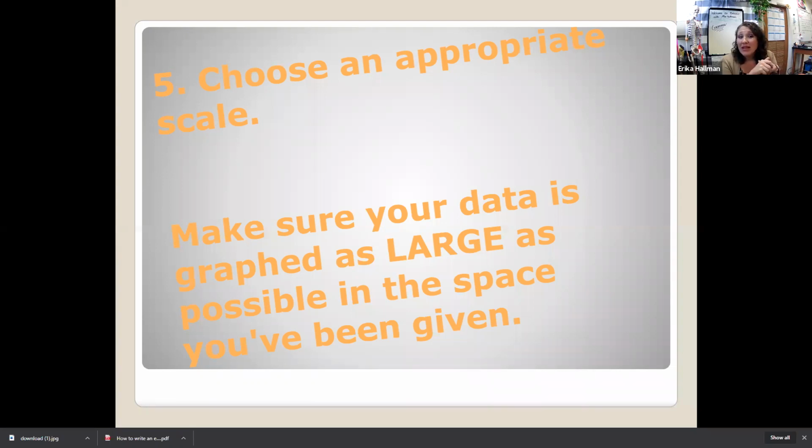A lot of times the way they do that is by choosing an inappropriate scale for the axes of your graphs. One thing we do in science is that we typically would like to see that our data is graphed as largely as possible. So we don't want a huge graph and then to have all of our data points shoved up in the top right-hand corner. We want to see the progression of those data points, generally speaking.